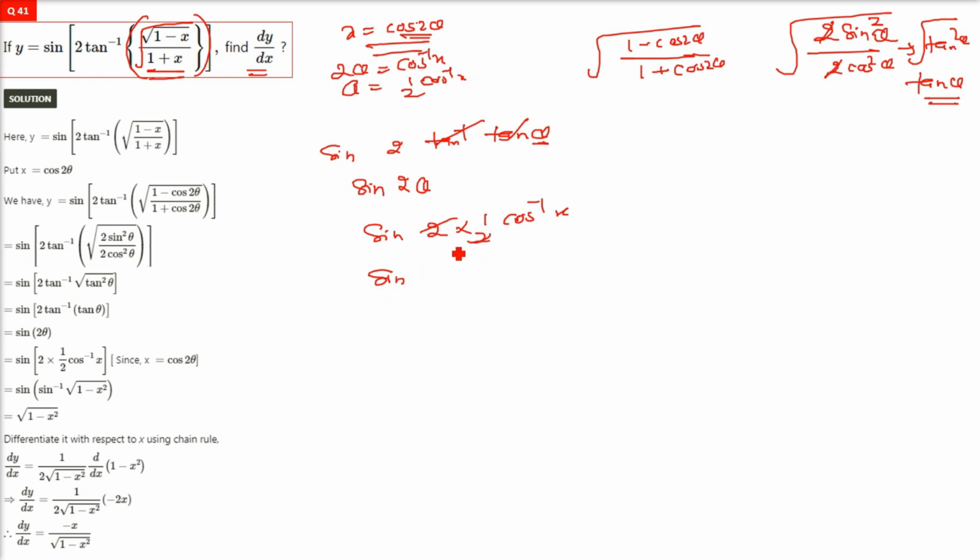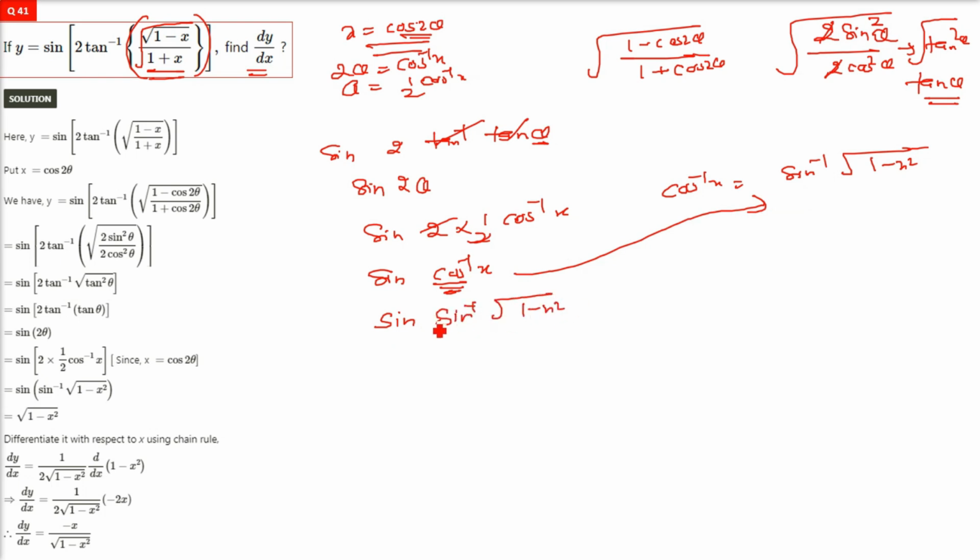Now you know that there is a relationship between cos inverse and sine inverse. What is that? Cos inverse x is equal to sine inverse under root 1 minus x square and vice versa. The same kind of equality exists if you want to substitute it for other questions also. So in place of cos inverse x, replace it by sine inverse under root 1 minus x square. Now you can just cancel these two out. They are just inverse of one another.